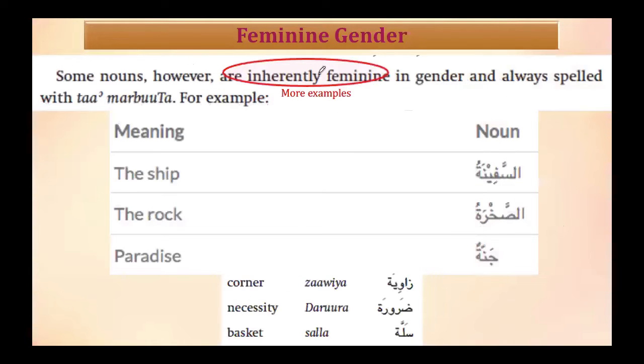Now, some words are always feminine. I think we already talked about it in the last slide, but this is just giving you more examples, like safinatu, ship. You're not going to remove the ta here and make it masculine. Here is rock, sakhratu. You're not going to remove the ta marbuta to make it a masculine rock. These words are always feminine. The stone, the ship, the rock, jannatu, jannatun, these are always feminine. So more examples here.